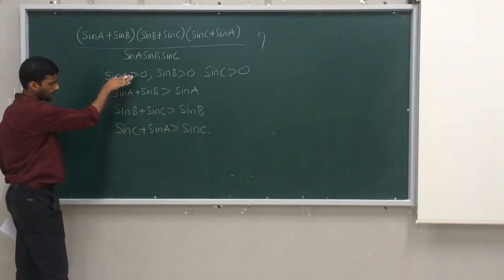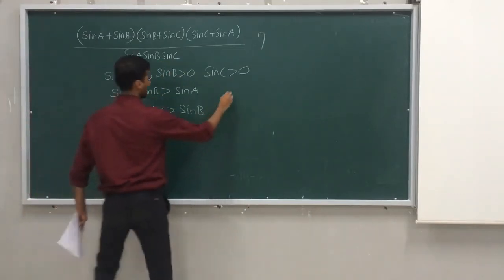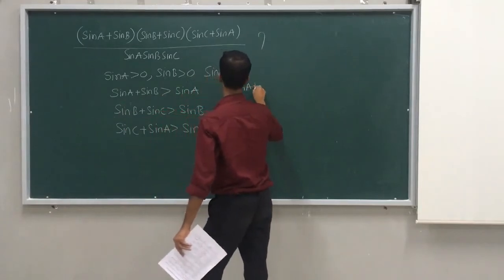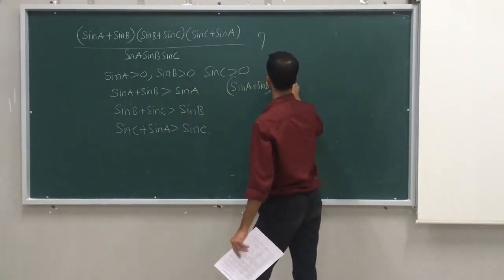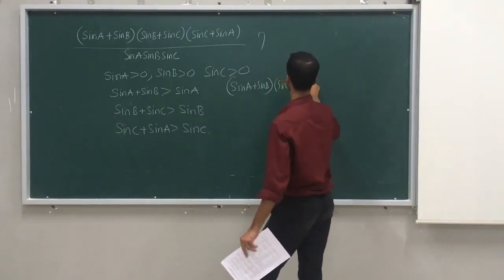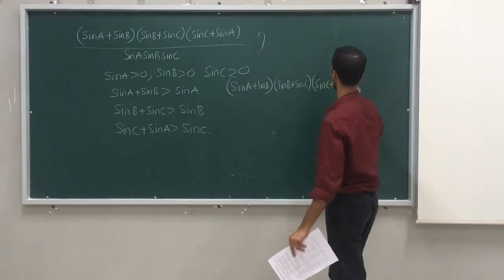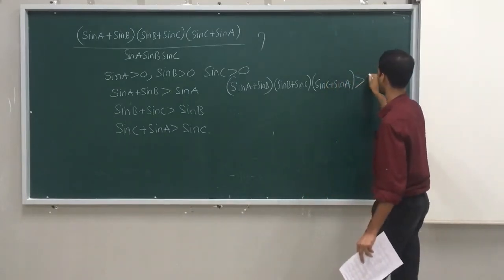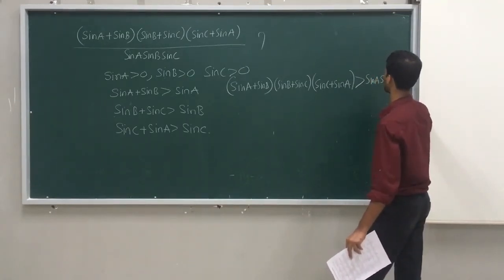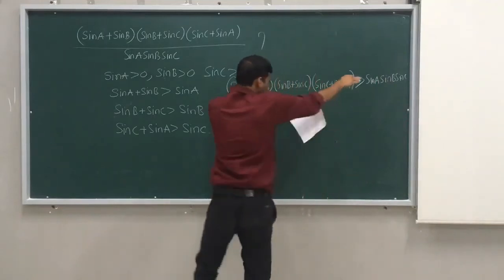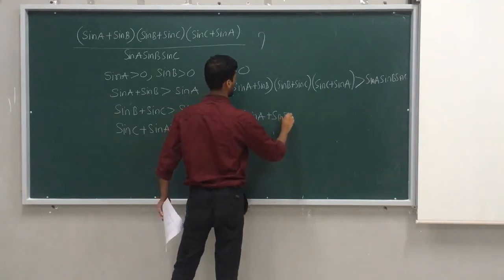I will multiply left hand side as well as right hand side. So what will happen now? When you multiply, you will get sin A plus sin B into sin B plus sin C into sin C plus sin A, correct? Is greater than, multiply what term of this? Sin A, sin B, sin C. Bring down. So what will happen? Sin A plus sin B, right?